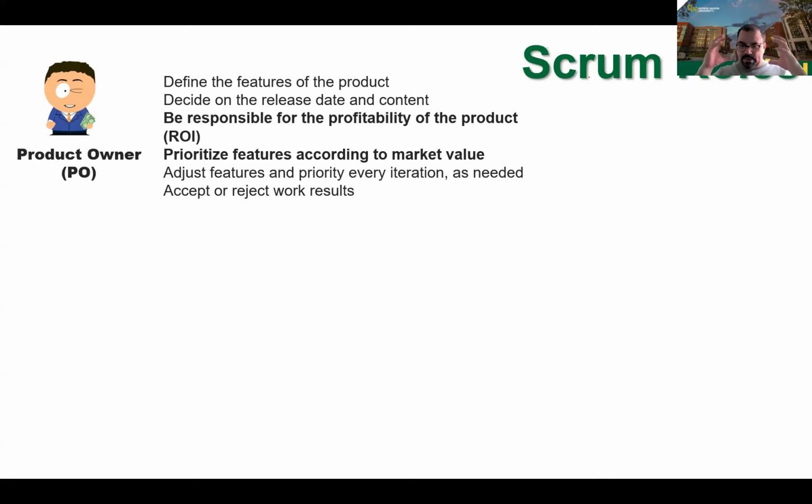However it works, the product owner is responsible for defining the features of the product, deciding the release date, the profitability of the product, the ROI, prioritizing the features according to market value, adjusting the features, defining the plan, and accepting or rejecting the work. He has very important work, and he is part of the team. He's not something outside. If the sprint fails, he is part of the team that failed.